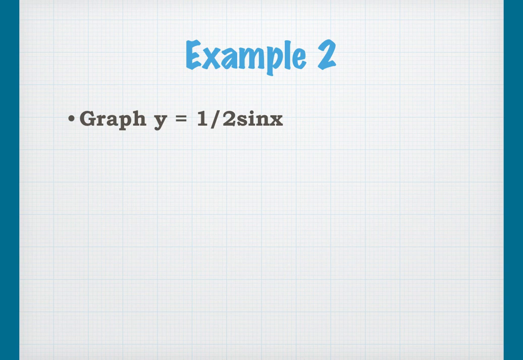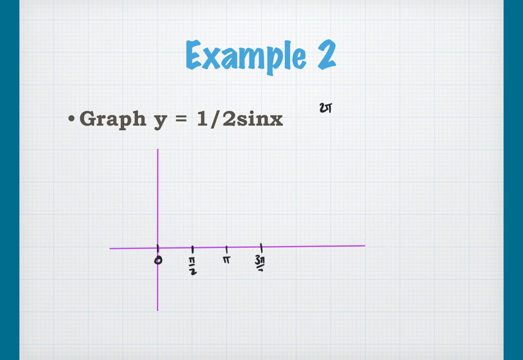Just the amplitude. So everything else is the same. My key points, my B is still 1, which would mean my key points are going to stay the same. They're going to be at 0. They're going to be at pi over 2. And this is like a standard period of 2 pi, based on the quadrant angles of your unit circle: 0, pi over 2, pi, 3 pi over 2, and 2 pi.